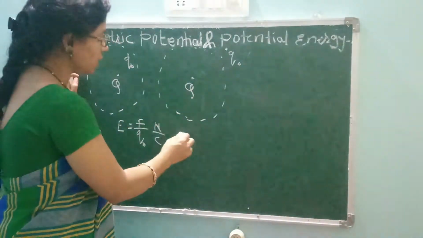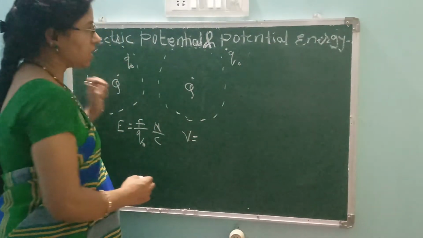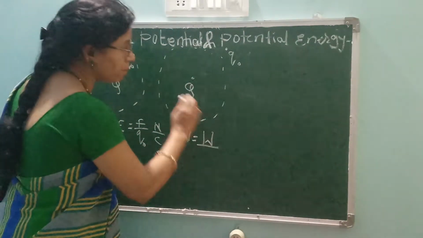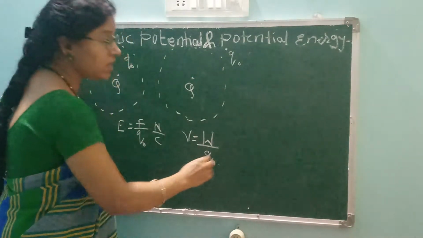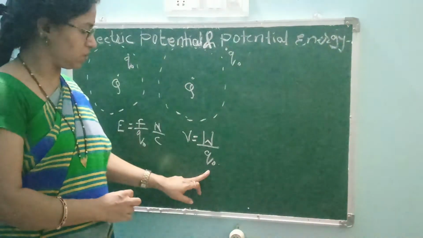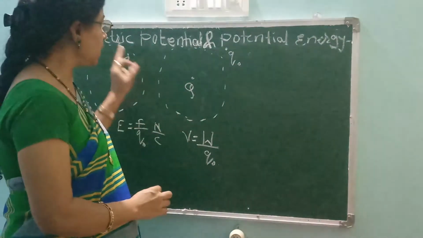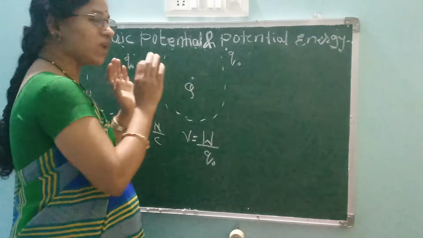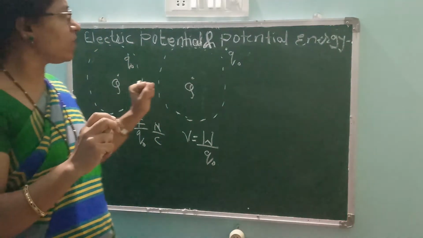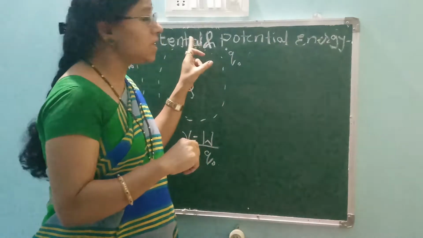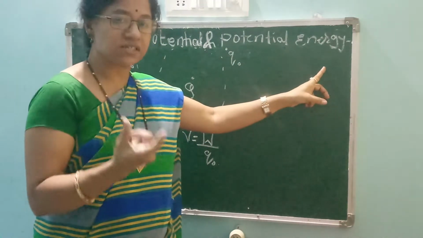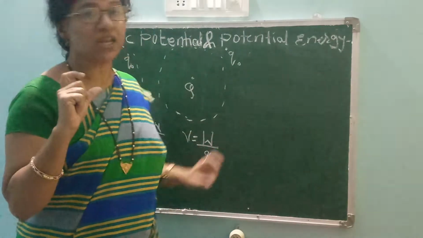So we write that the electric potential V is equal to the work done by the small test charge q0. So V is equal to W upon q0. Now this is the electric potential. In this we have seen two charges, but next we have to find out the electrostatic potential energy. This potential energy we can call the electrostatic potential energy.